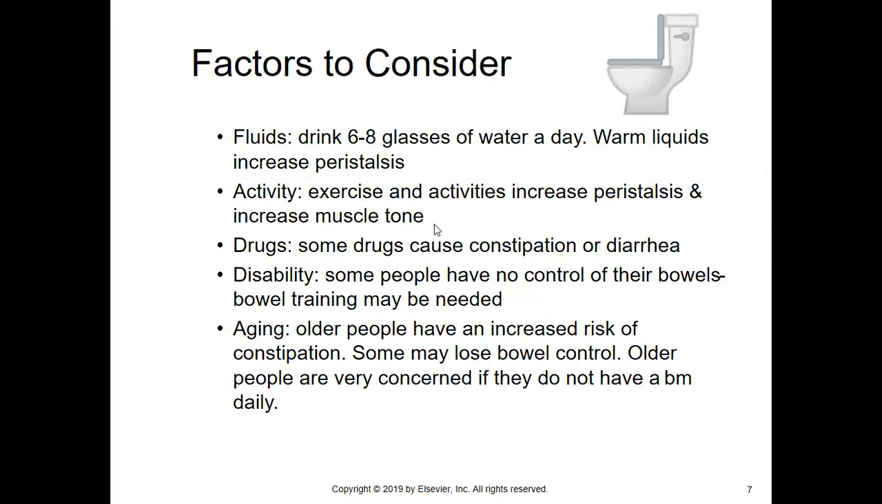And I will tell you this, I do not like working with old people. That's not my specialty. I'm more trauma and surgery and younger and blood and guts. But old people are very, very fixated on if they're going to have a bowel movement or not, and when their last bowel movement was.